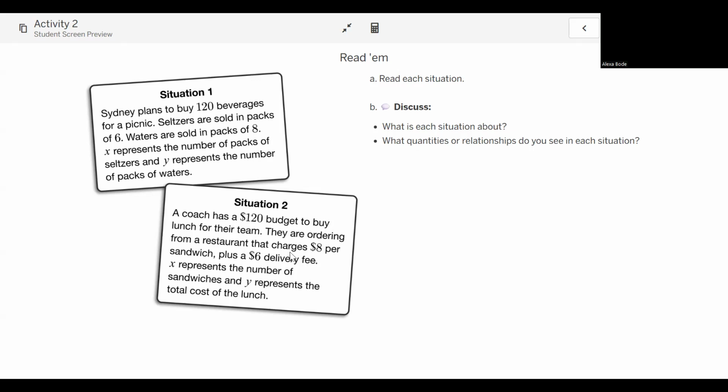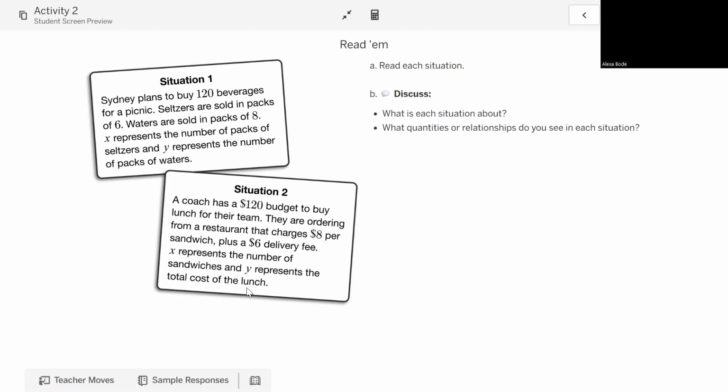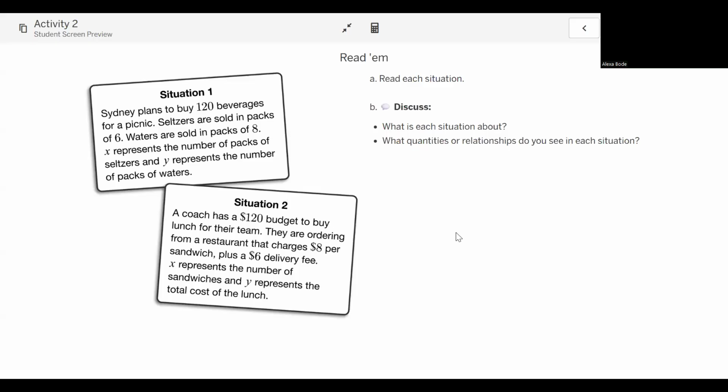But he could spend less than that. So this situation is actually giving us one unit rate, that $8 per sandwich, plus a $6 delivery fee. That $6 delivery fee is a one-time fee. That is a starting amount. So this $6 delivery fee is actually our starting amount, where Y is our total. Okay, so that 120 is in there to kind of trick you guys.